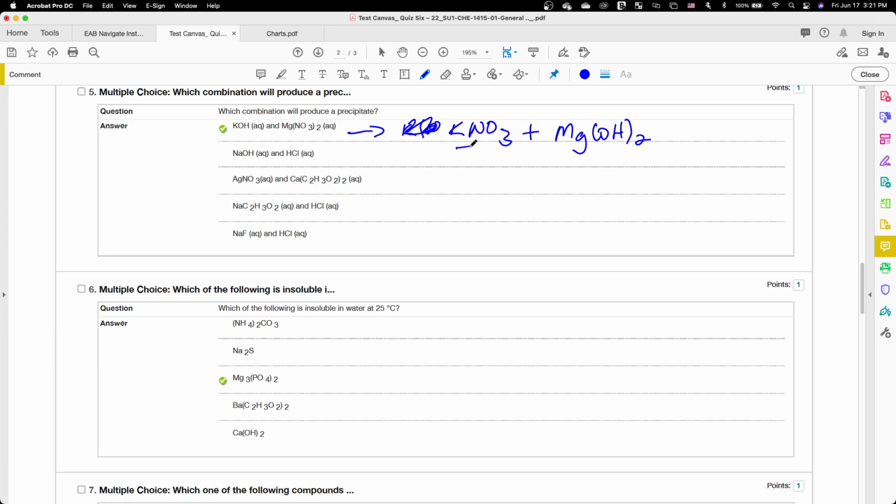Okay, and the thing about it is that you don't even have to balance these. You just need to check to see if these guys are soluble. And so if we look on our chart, we have nitrate compounds. Just off the top of my head, I know that nitrates are always soluble. So that's not going to be the thing that's insoluble, or makes it precipitate. Because remember, a precipitate is something that's insoluble. But I'm not sure about magnesium and hydroxide, so we'll look that up in the chart.